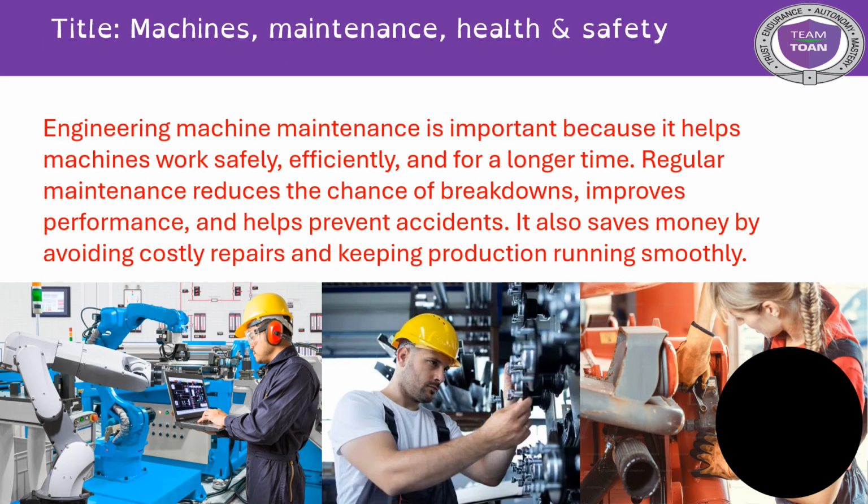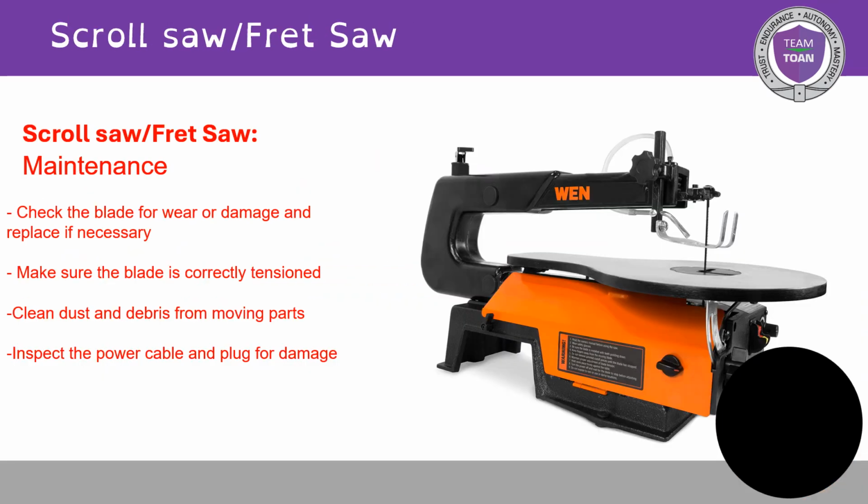Okay, coming to the final bit of this video. So now we are looking at machines, maintenance and health and safety. So engineering machine maintenance is important because it helps machines work safely, efficiently and for a longer time. Regular maintenance reduces the chances of breakdowns, improves performance and helps prevent accidents. It also saves money by avoiding costly repairs and keeping production running smoothly.